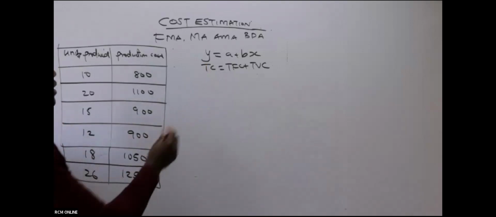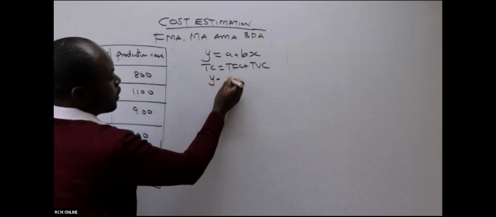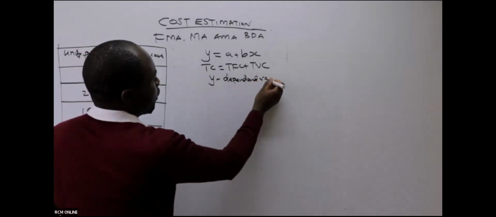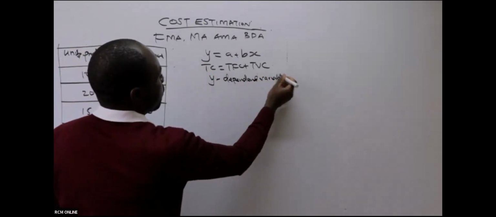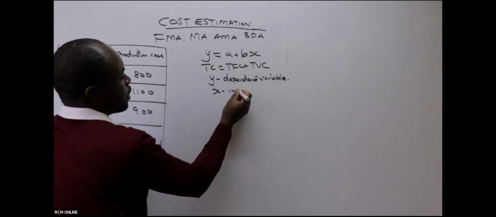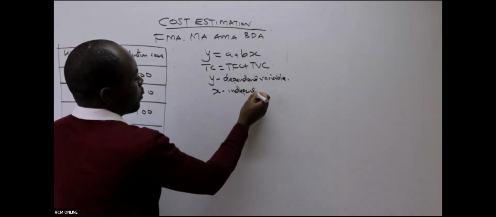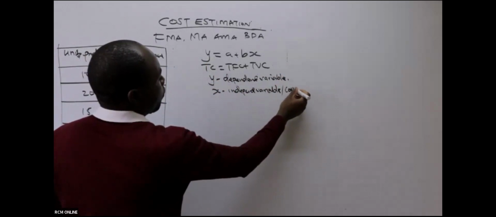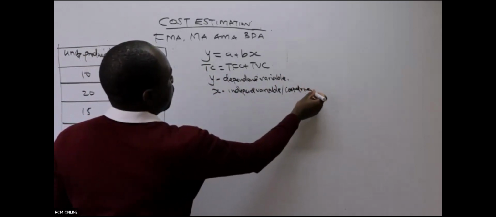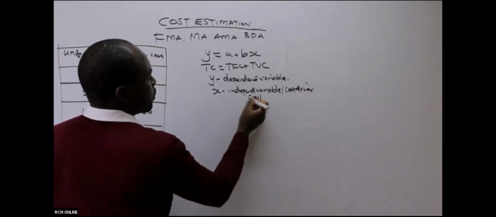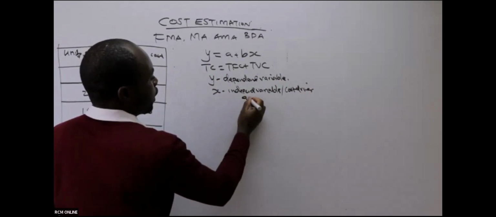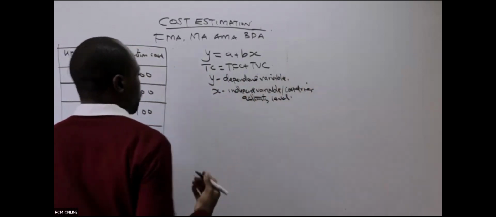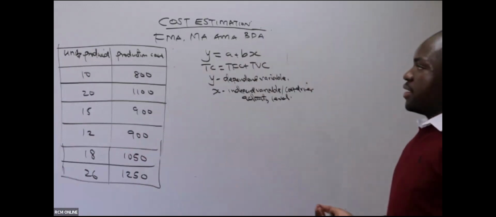So that's why we normally say that y here is the dependent variable. Then x is the independent variable or cost driver. We also call it activity, or activity level.